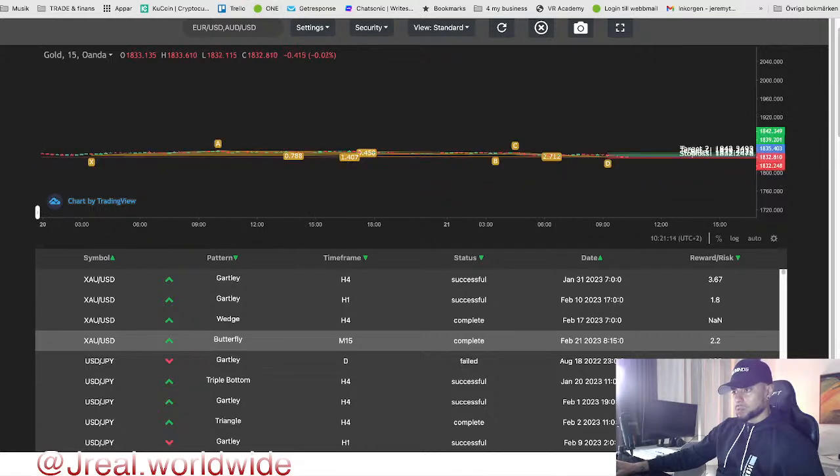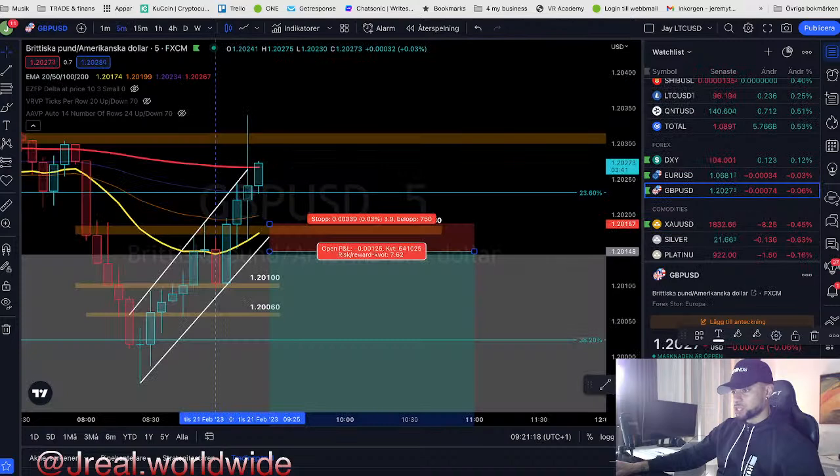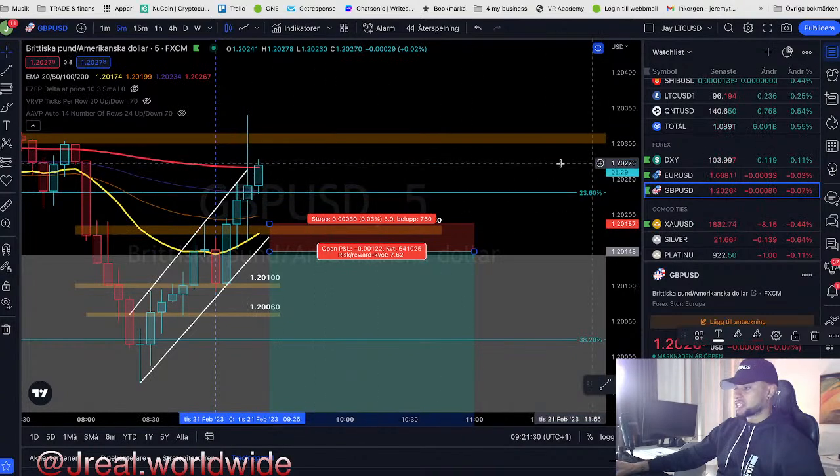Let's go to gold. Let's check out gold while we're waiting for GBP to show some clear directions. Now you see, now it wants to break out above the 200-day EMA. We still got 3.5 minutes left on this 5-minute time frame.